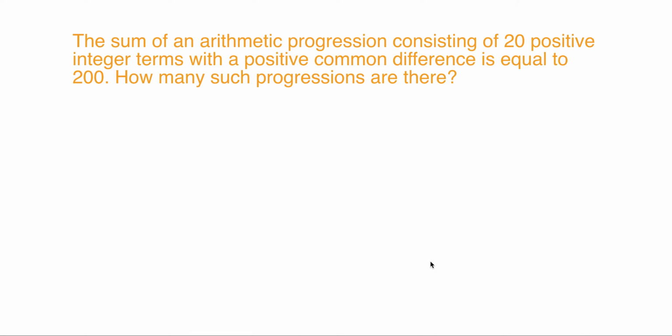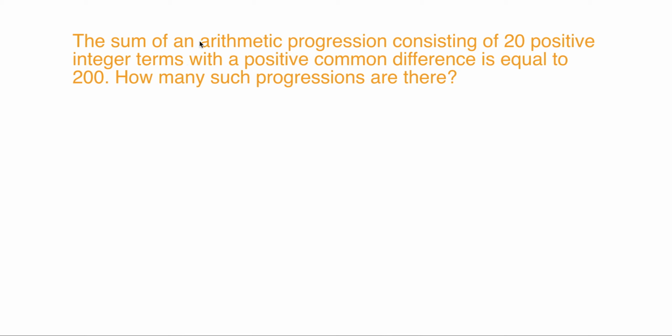Today I've got quite a hard word question. It's not a simultaneous equation anymore, we're moving on from that. So this word question says, the sum of an arithmetic progression consisting of 20 positive integer terms with a positive common difference is equal to 200. How many such progressions are there?